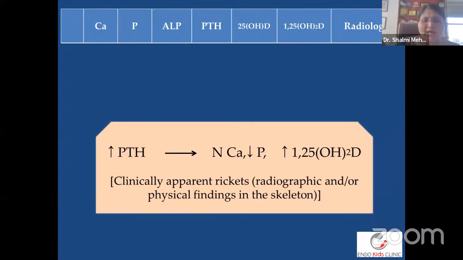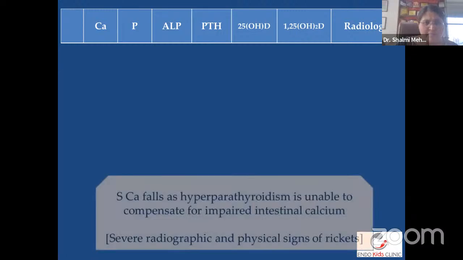The second stage is that the PTH levels rise because now you're not getting calcium from the intestines. So we need to mobilize the calcium from the calcium stores. So PTH comes into the picture. It tries to normalize the calcium. And therefore, now you can start seeing some signs of rickets on the X-ray, or maybe even some clinical features of rickets on the child.